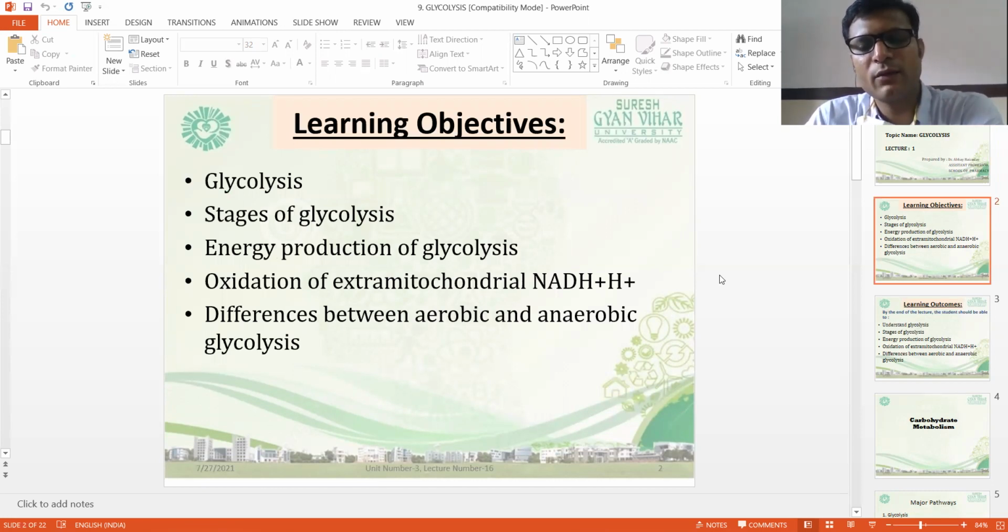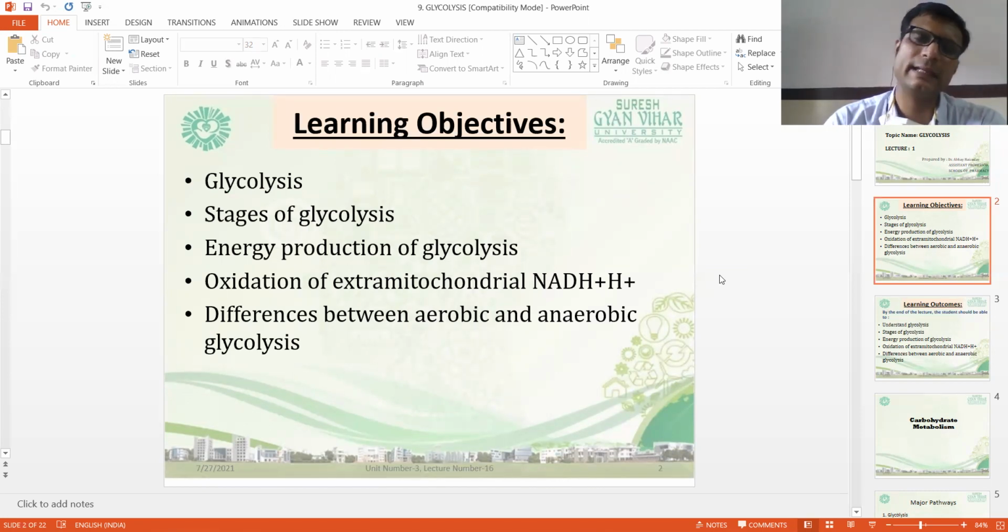The learning objective of this lecture is to study glycolysis. We'll see the introduction and understand what glycolysis is in detail, and we'll see the stages of glycolysis. So what are the stages? We have divided glycolysis into different stages. Then we'll see how, when the glucose molecule breaks down inside the cell, energy is produced, because we know glucose is a source of energy. How that energy production takes place from the glucose molecule, we'll see in this lecture.